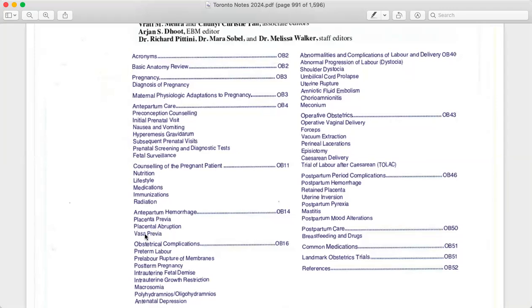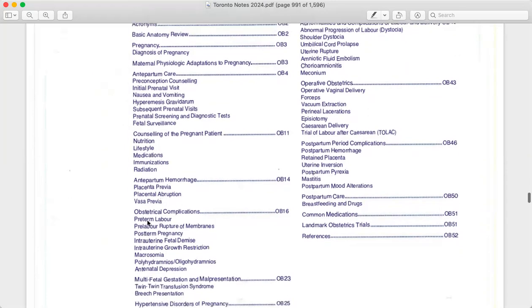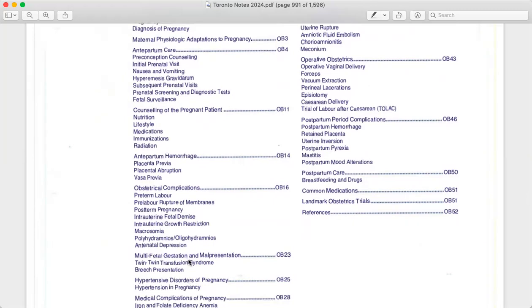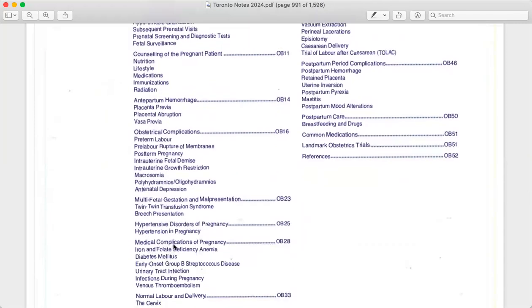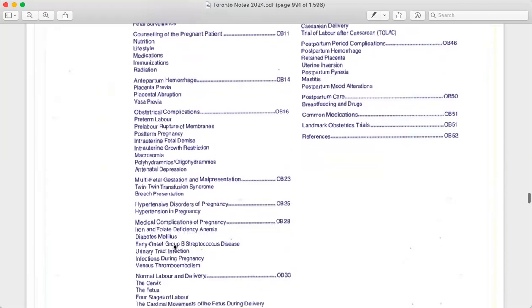You can skip vasa previa. Then going to obstetrical complications like labor, rupture of membrane, postpartum pregnancy, intrauterine. So you have to do all of these ones. Then multi-fetal gestation is just, if you can read it, twin to twin transfusion is kind of okay. Then hypertensive complication and diabetes, both are important in pregnancy. Along with this, iron deficiency, early onset, urinary tract infection is important. Infection during pregnancy, yes, you need to know, as the treatment in pregnancy is kind of different from the usual one. So that's why infection during pregnancy is important.